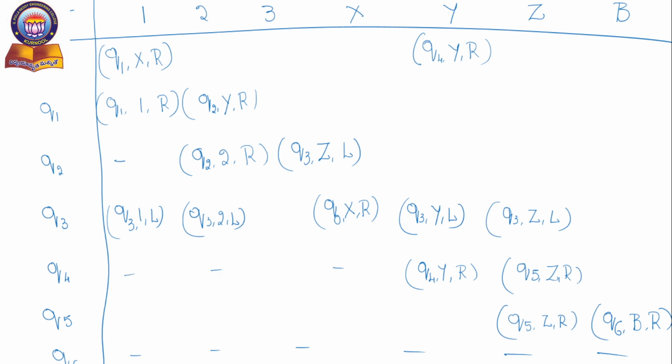Remaining all combinations are invalid combinations. Keep the blanks in this table to represent that they are invalid combinations. There are no movements for this combination. So this is the list of transitions.